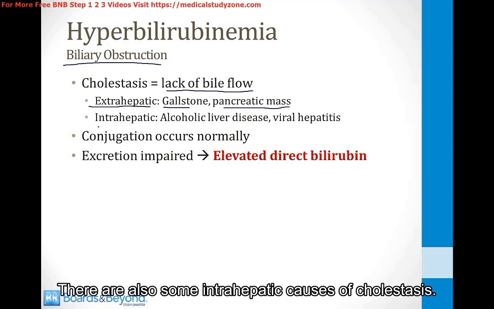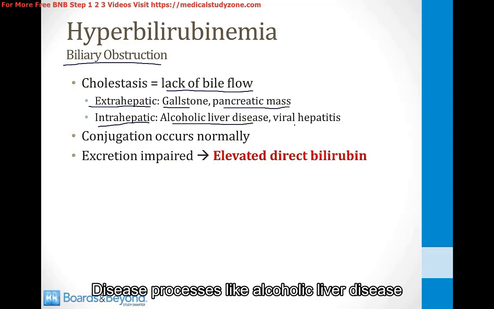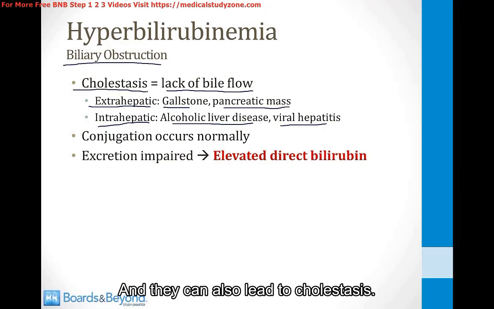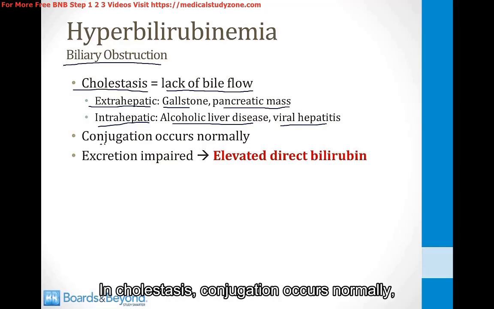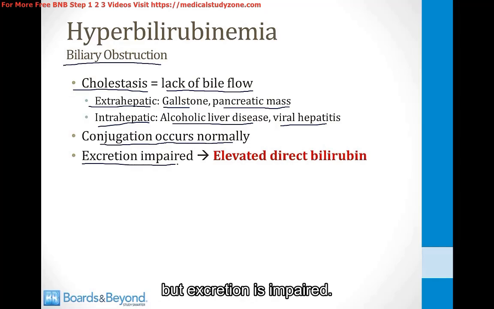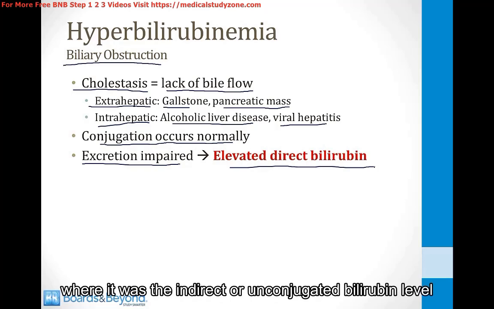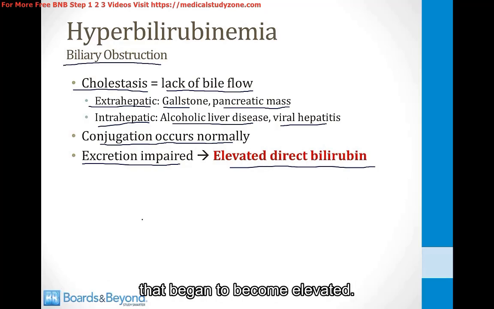There are also some intrahepatic causes of cholestasis. Disease processes like alcoholic liver disease or viral hepatitis tend to clog up the intrahepatic bile ducts, and they can also lead to cholestasis. In cholestasis, conjugation occurs normally, but excretion is impaired. Therefore, you see a rise in the direct or conjugated bilirubin level. This is in stark contrast to hemolysis, where it was the indirect or unconjugated bilirubin level that began to become elevated.